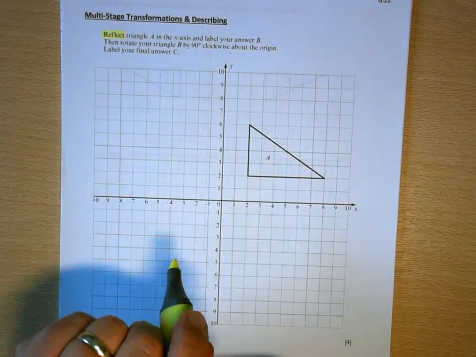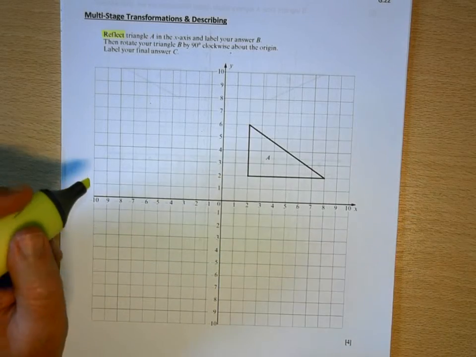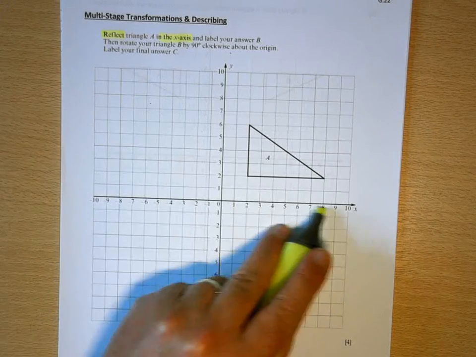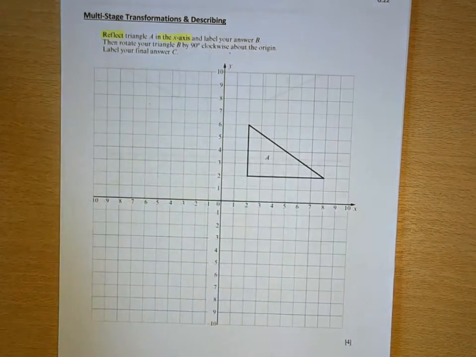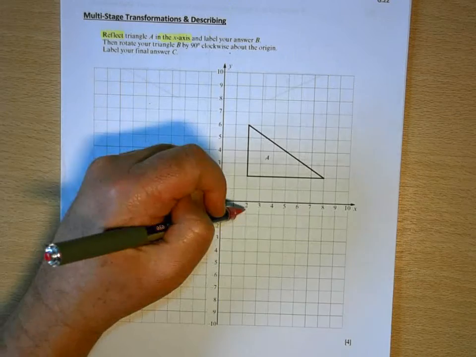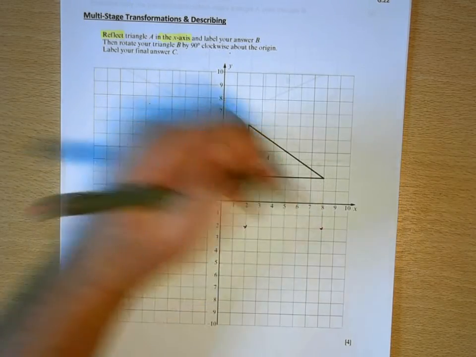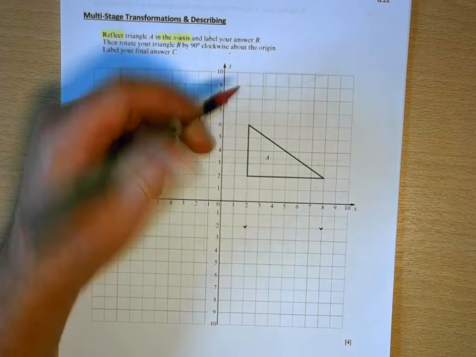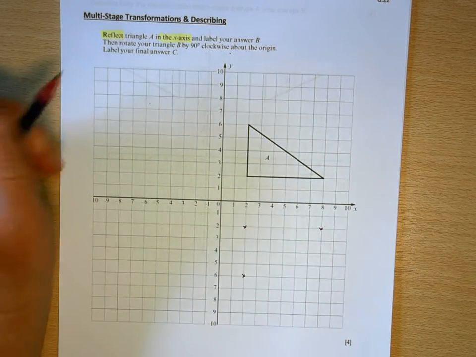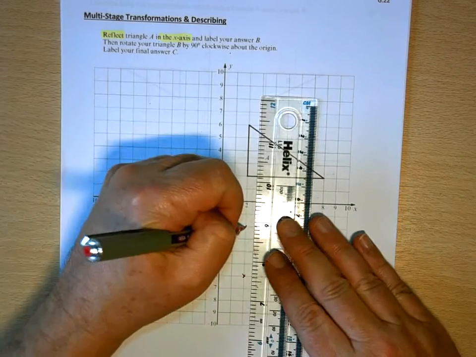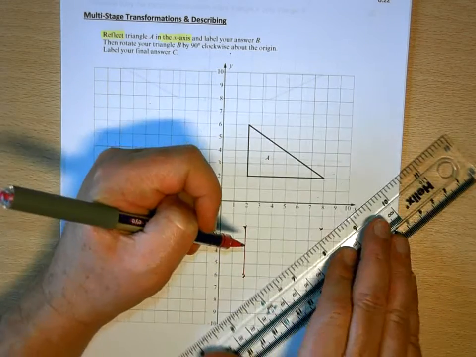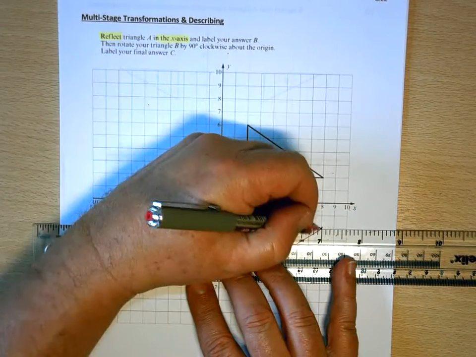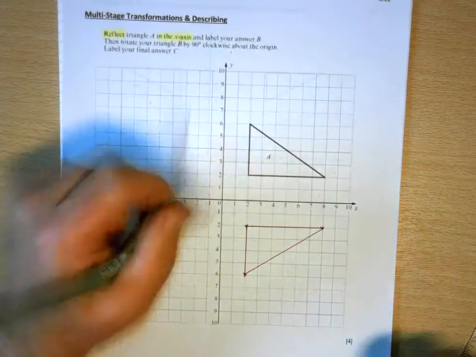Okay, so to reflect, I need to know where the mirror is. The mirror is in the x-axis. So that means that's my mirror. So this is 2 above, so it becomes 2 below. That is 6 above, so it's going to end up 6 below. So reflect, and label my answer B.